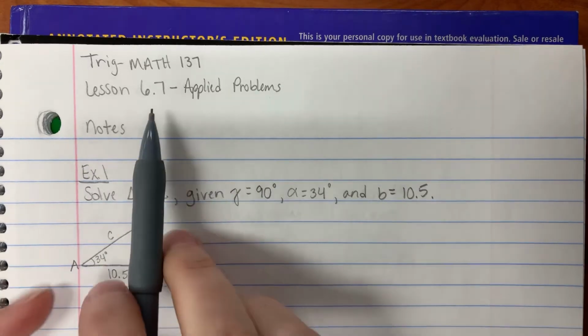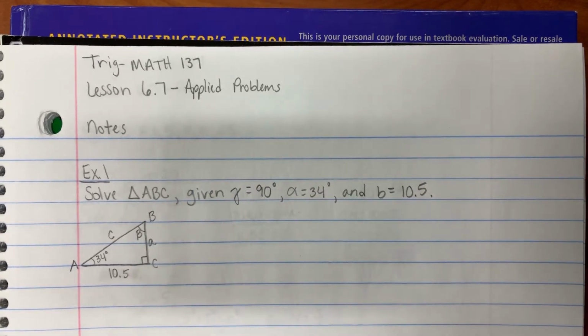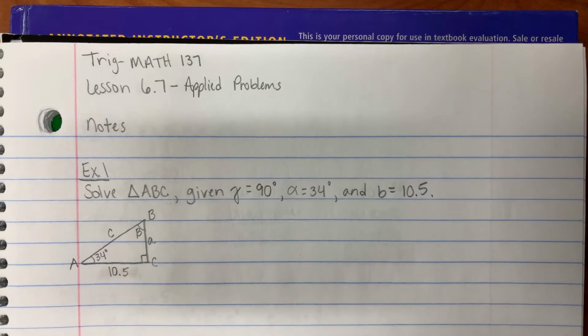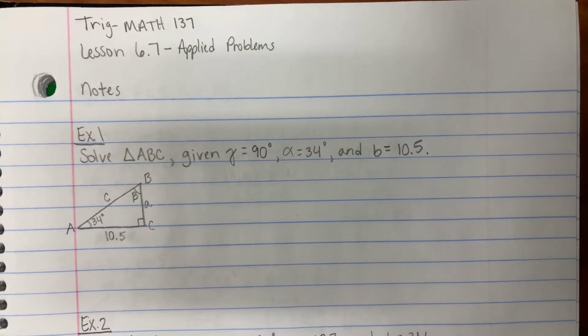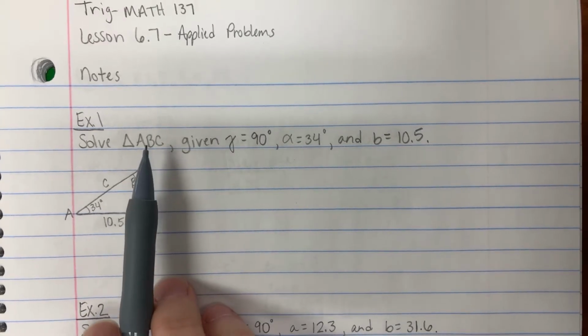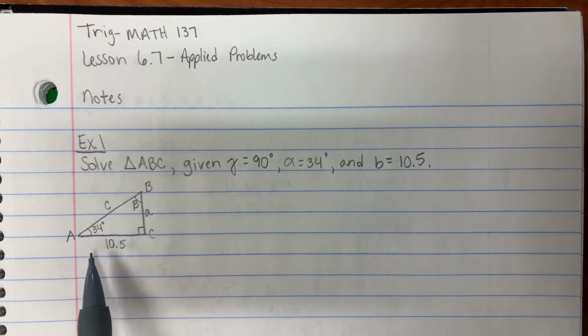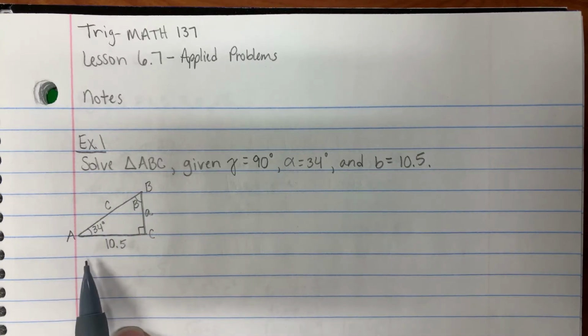All right, so lesson 6.7 is talking about applied problems. So they're now giving you some more in-depth things that you need to solve, not necessarily saying we're going to have you do this one thing over and over again. So the first example is asking us just to solve this triangle, and that's what a lot of your homework is. When they say solve this triangle, they just mean you need to find everything that's missing, okay?